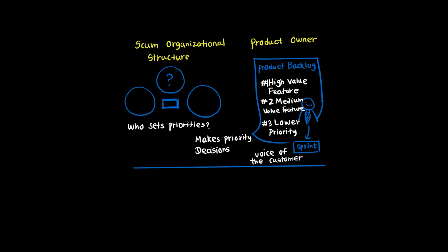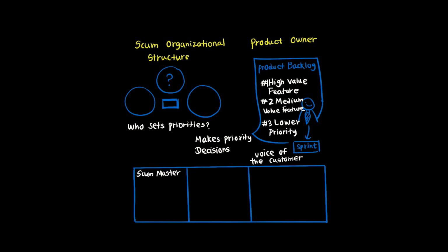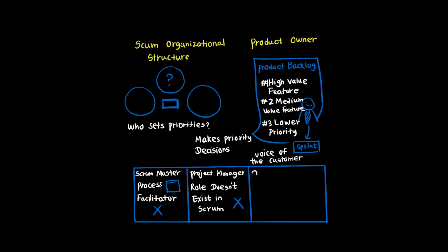The Scrum Master, in contrast, is the process facilitator who removes obstacles and ensures the team can work effectively, but doesn't make product decisions. Traditional project managers don't exist in pure Scrum. Their responsibilities are distributed between product owner and Scrum Master. The development team executes the work, but doesn't prioritize requirements. Only the product owner has that client stakeholder authority to set priorities and make decisions about what features matter most.